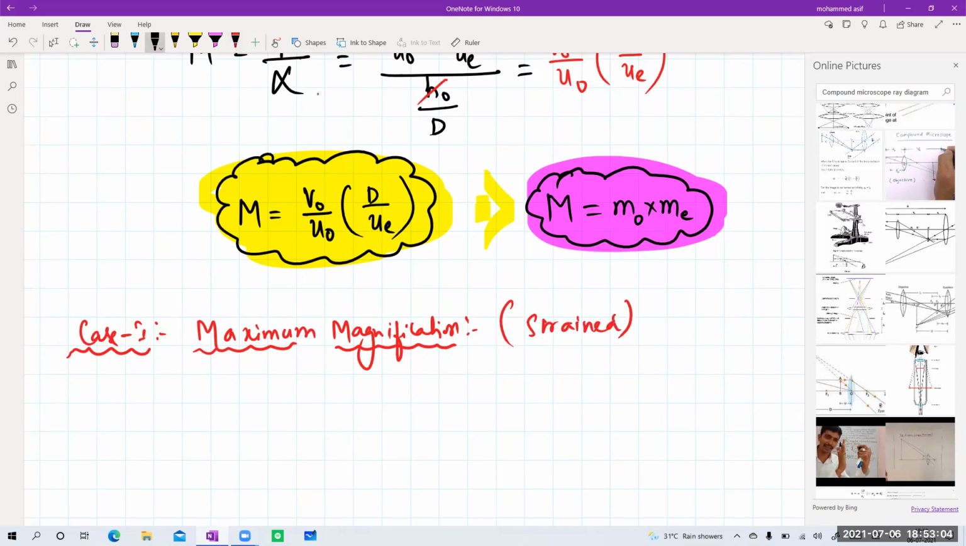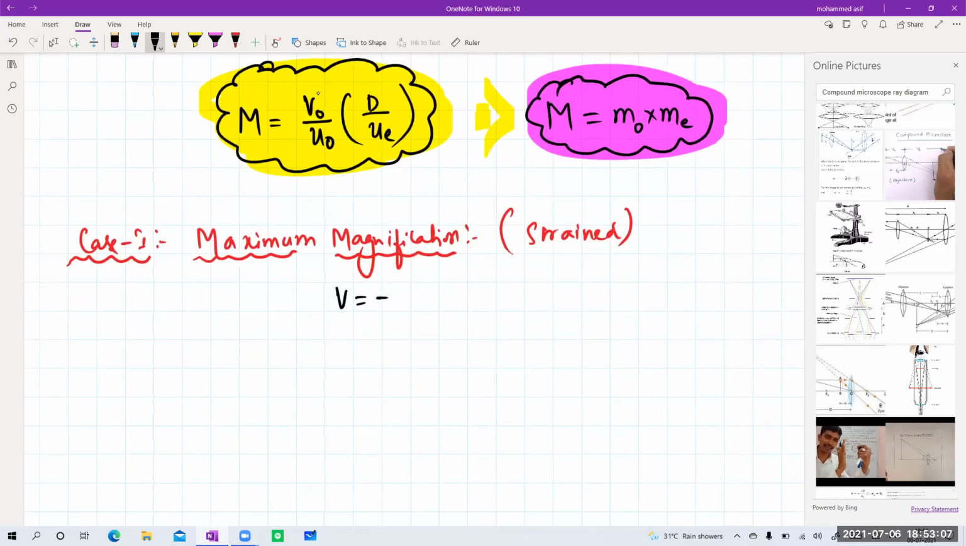So in this case, where is the image formed? The image is always formed at your near point. So the magnification will be M equals V naught divided by U naught into D by UE. This will become 1 plus D by FE. The magnification at the near point is the same as we calculated for the simple microscope, 1 plus D by FE.